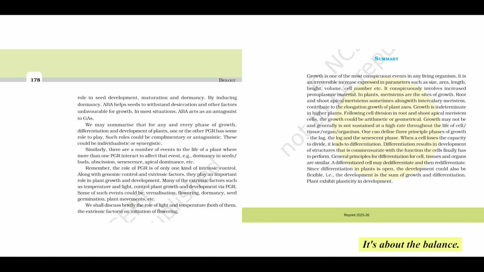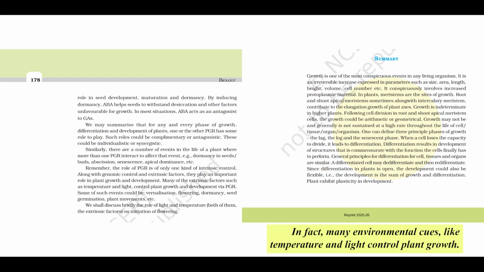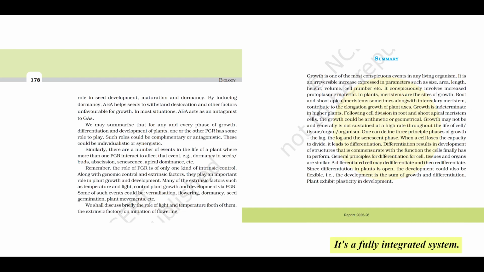It's about the balance. And remember, PGRs are just one type of intrinsic control. They work alongside genomic control, genes, and extrinsic factors, environment. In fact, many environmental cues like temperature and light control plant growth via PGRs. Think vernalization, flowering timing, seed germination: environment signals, hormones execute. So the environment talks to the hormones to control the plant. Beautifully put. It's a fully integrated system.